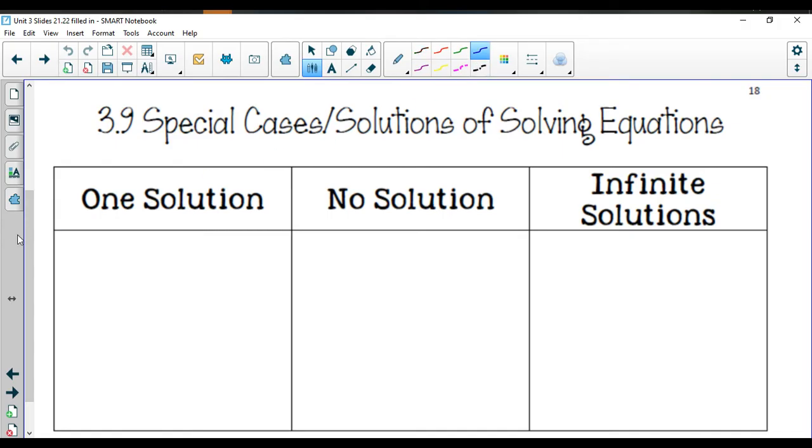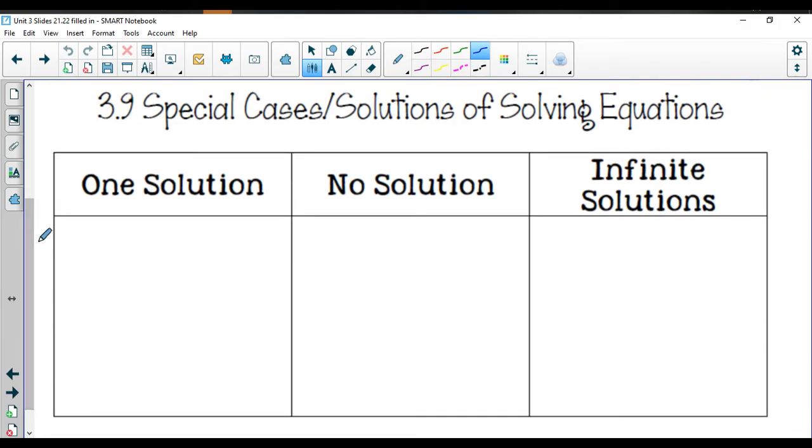So what we've seen so far in this whole entire chapter is that every time we've had an equation, we've ended up having one solution. What this is going to be called is that it means it has one answer. So when we isolate the variable, we get x equals, and then we have a number on the other side. These are what I would call the normal cases, because this is what we're most used to seeing.